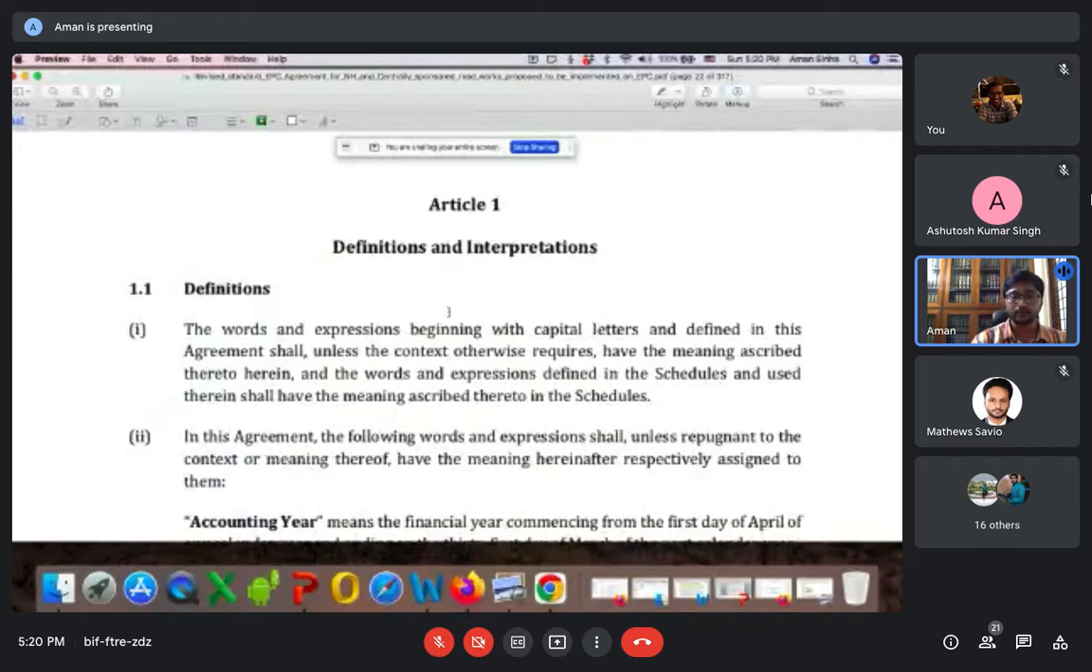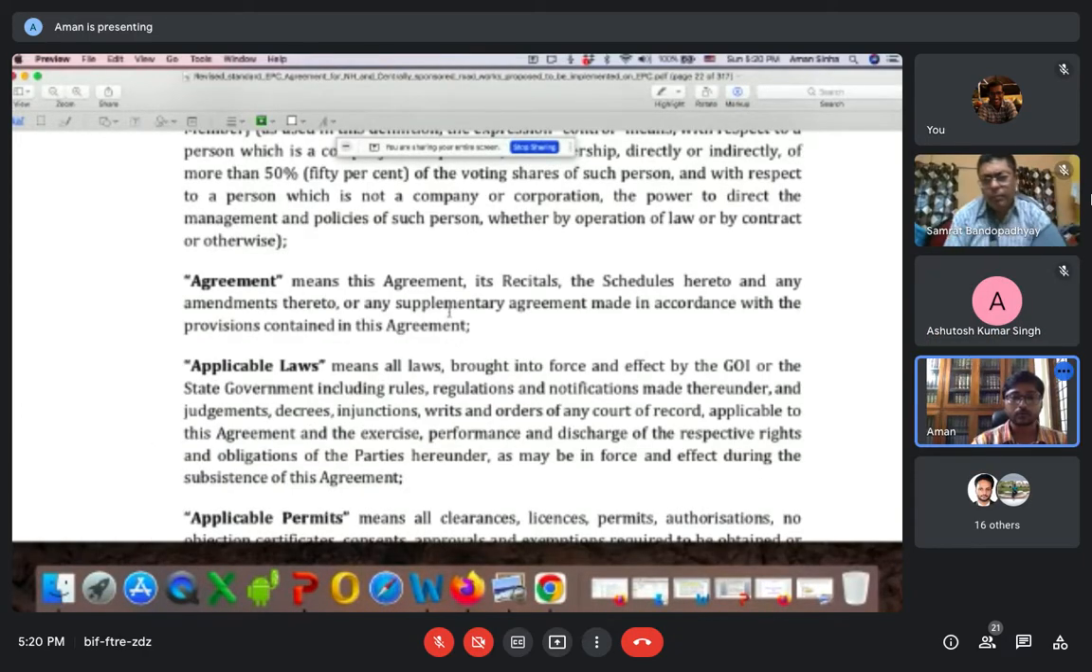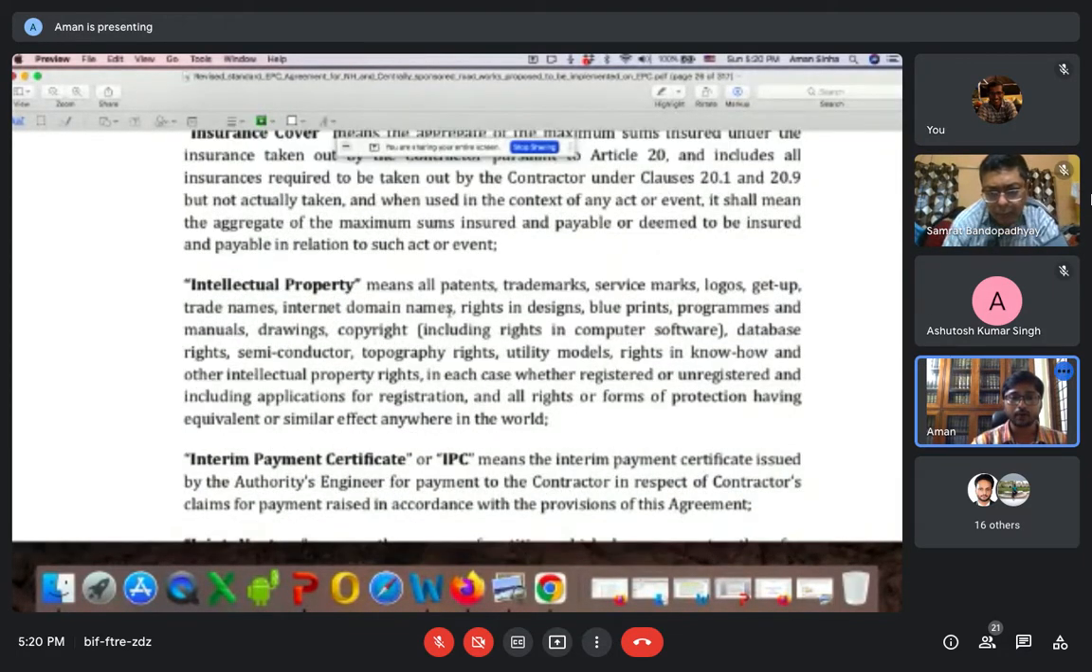So usually in all kinds of models, Article 1 will be definitions and interpretations. So it's a basic thing. I'm not going to deal with all those things. I'm coming to the main point. This is important for you guys.